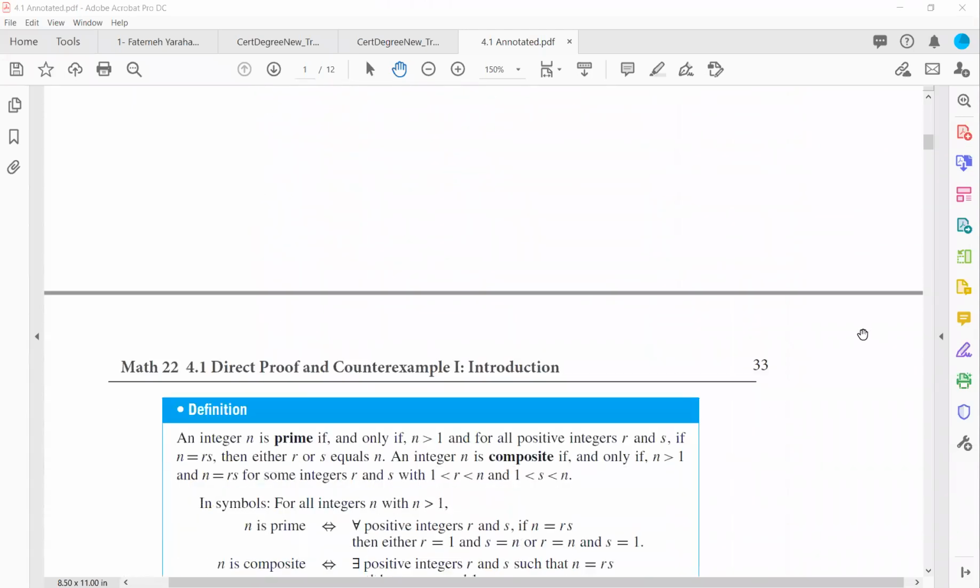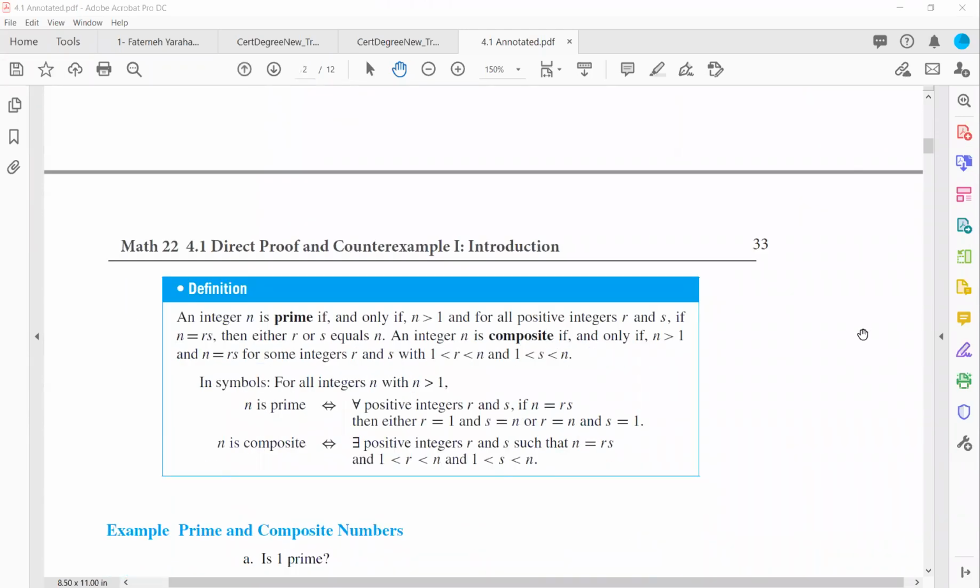Next, definition of prime and composite. We say that an integer like n is prime if and only if that number is greater than 1. So first of all, we do not include 1. And for all positive integers like r and s, if n is the product of those two positive integers, then for sure you can conclude that n is equal to r, or n is equal to s.